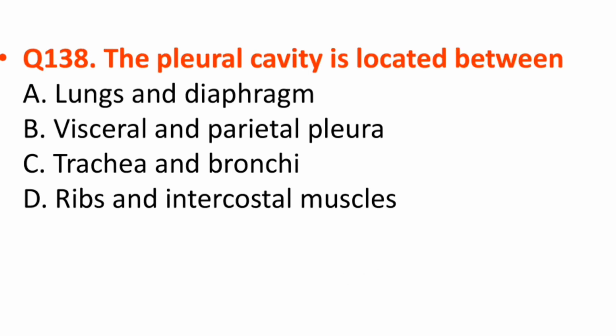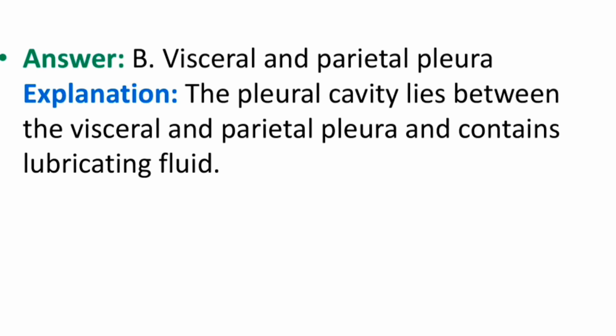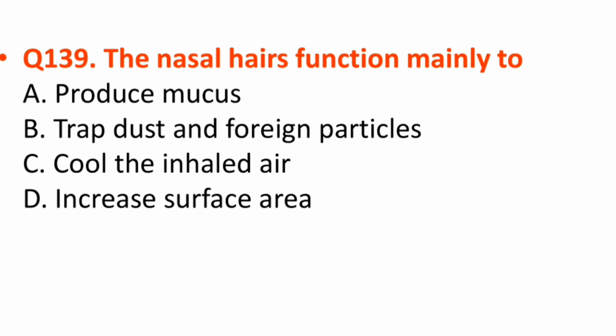The pleural cavity is located between option A, lungs and diaphragm; option B, visceral and parietal pleura; option C, trachea and bronchi; option D, ribs and intercostal muscles. The correct answer is option B, visceral and parietal pleura. The pleural cavity lies between the visceral and parietal pleura and contains lubricating fluid.